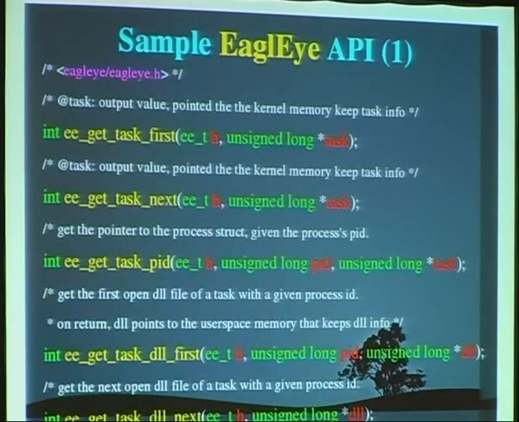And you can see that there are some other functions to get the process ID. You can get the first DLL file opened by that process, and you can get the next DLL file in the list of all the DLL files opened by that process, and you can keep calling the last function until you get all the DLL files opened by that process.